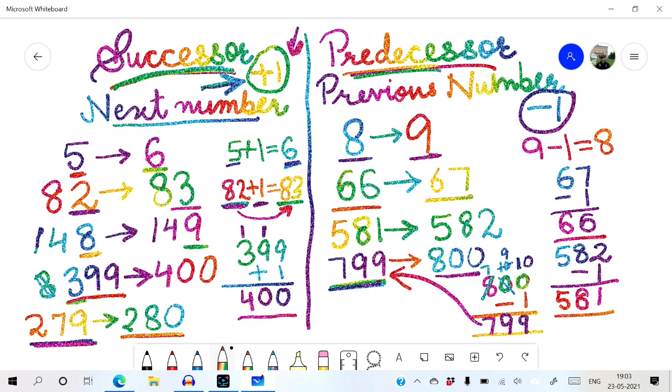Suppose we have to find out the predecessor of 320. Now children, you have to think, what is the previous number of 20? Everybody knows that the previous number of 20 is 19. So the predecessor of 320 will be 319. 319 comes first and then 320 comes. So 319 is the previous number or the predecessor of 320. So this was all about successor and predecessor.